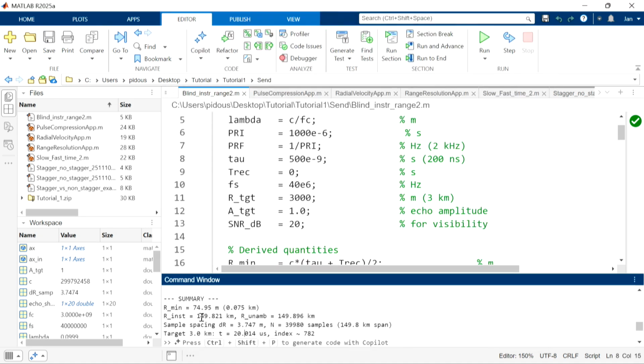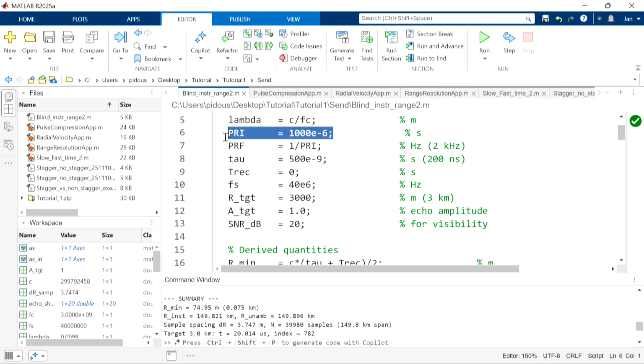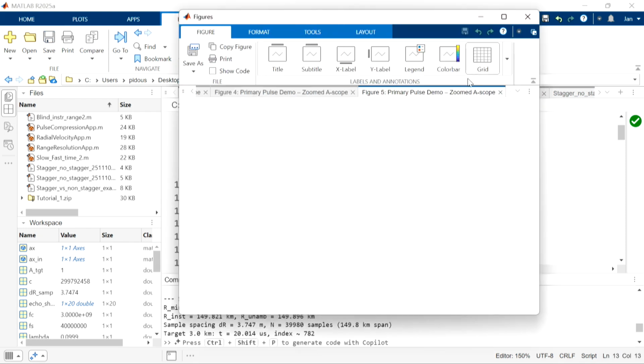You can see it is now a 75 meter blind zone, and instrument range 150 again, of course, because it is not influenced. So what is important? PRI and tau, the length of pulse, and the rest is the speed of light. It is still the same. Of course you can change it, but it is not so important. You can change the signal to noise ratio also. We can try like 20. We can put -20 dB.